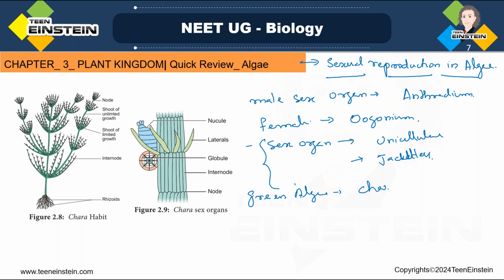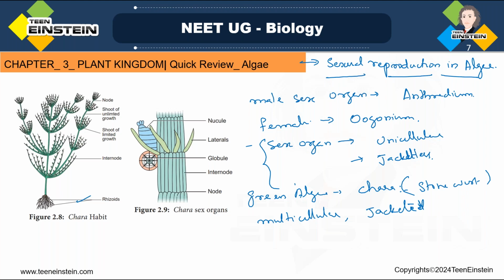Chara. This green algae is called stonewort. Chara is otherwise called stonewort. Here you can see this is Chara, also called stonewort. In this, the sex organs are multicellular, and they are jacketed, or with jacket. Generally in algae the sex organs are unicellular.